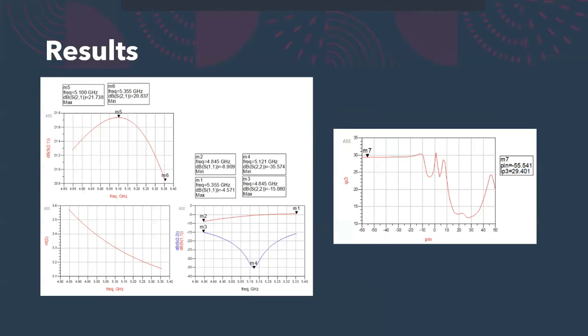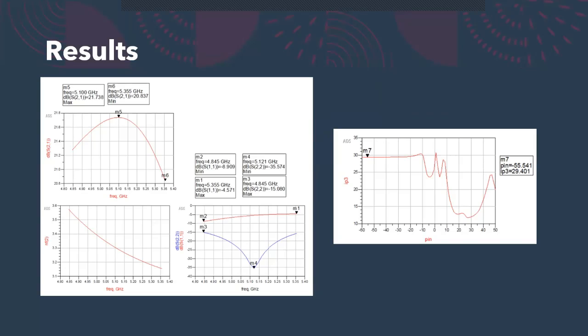The IP3 was very high. It stayed between 29 and 30 at lower power levels, which indicates very high linearity. The gain lowered compared to the first part, however, it stayed at a very good level of approximately 21 dB. The noise figure was also decreased as expected.